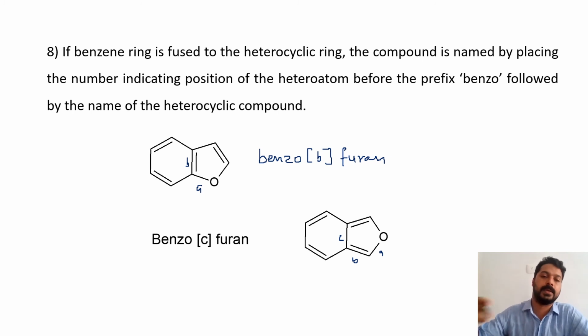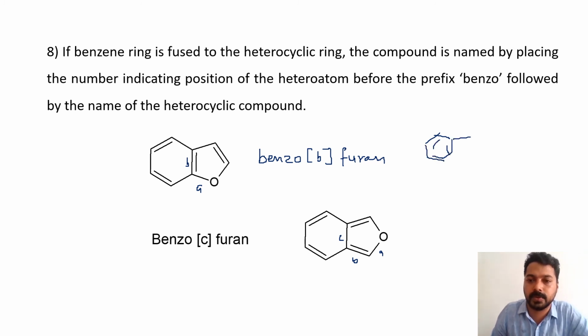Similarly, if benzene is attached with some other heterocyclic ring like imidazole, it will be benzene plus imidazole, that is benzene. Straight away, you can write benzimidazole. Suppose this one, this will be benzimidazole.